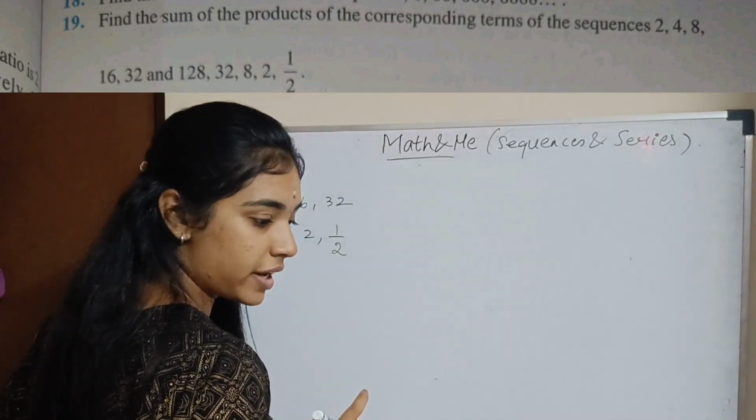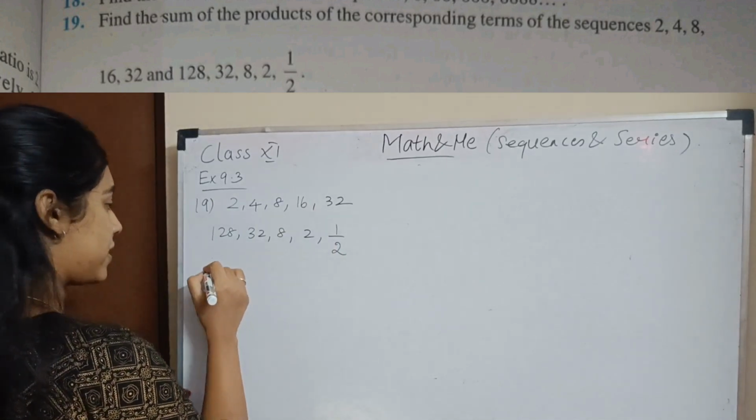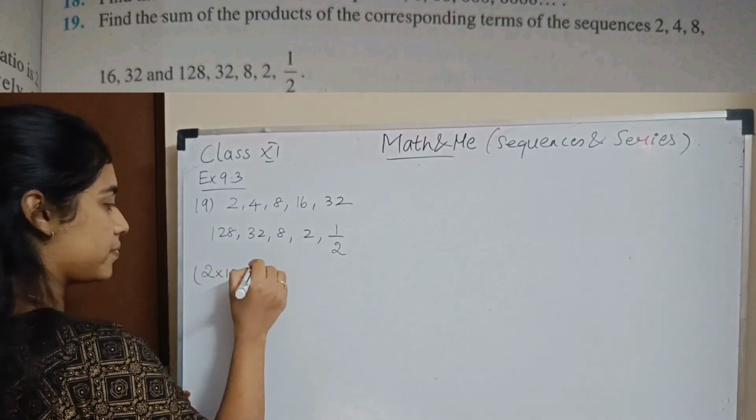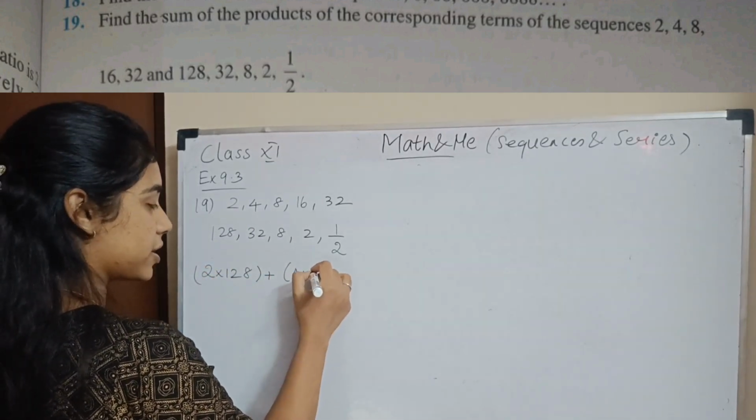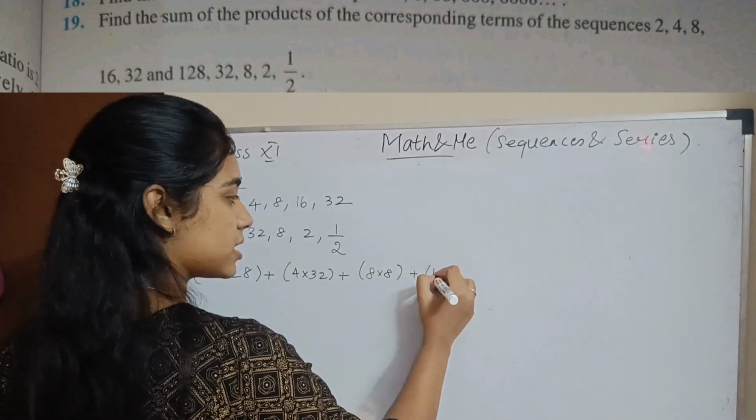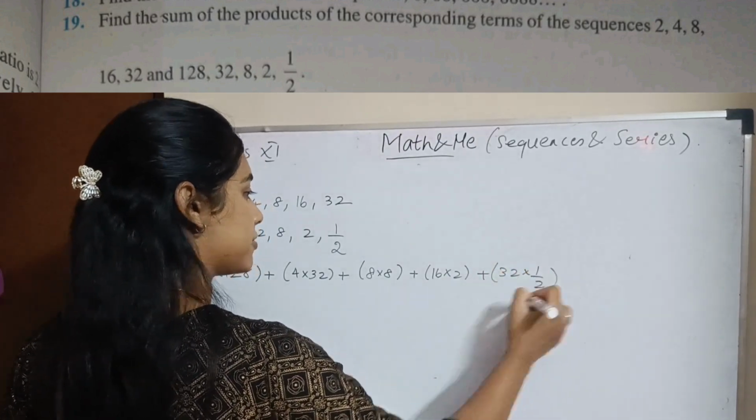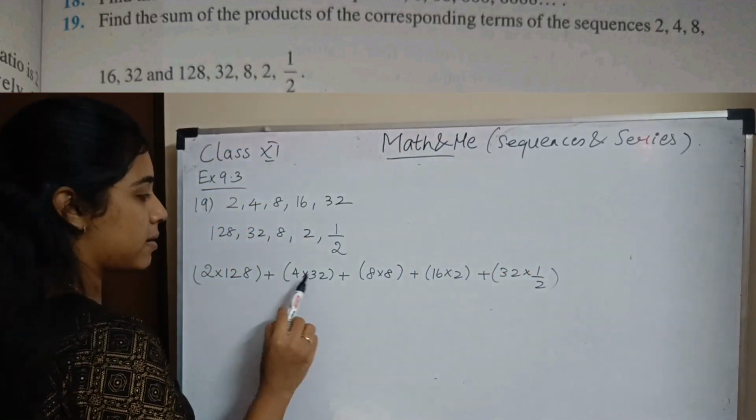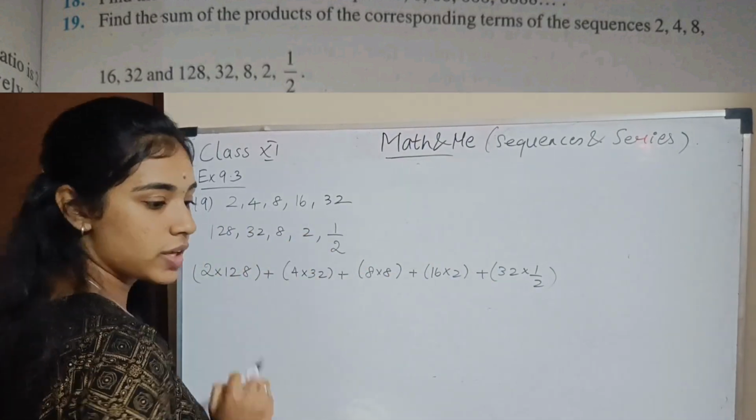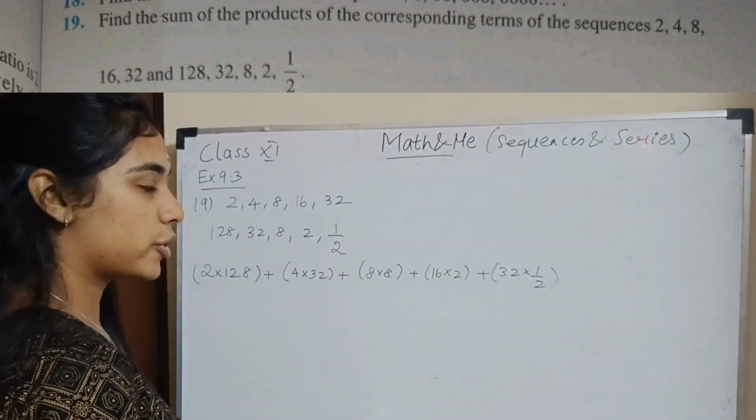So what are they asking me to find? Find the sum of the products of the corresponding terms. So I need to find the sum of the products. So I have 2 times 128 plus 4 times 32 plus 8 times 8 plus 16 times 2 plus 32 times half. So they want me to do this. Find the sum of the products of the corresponding terms of the GP. So this GP is given, and we need to find its sum.